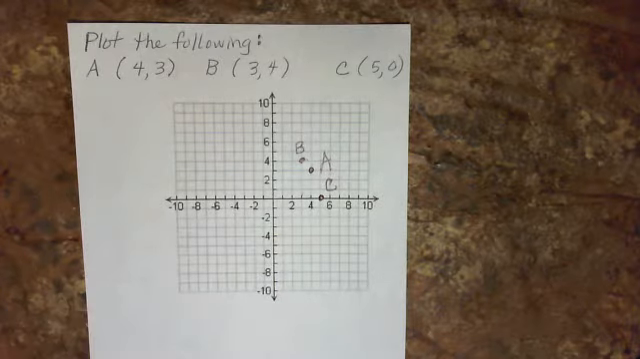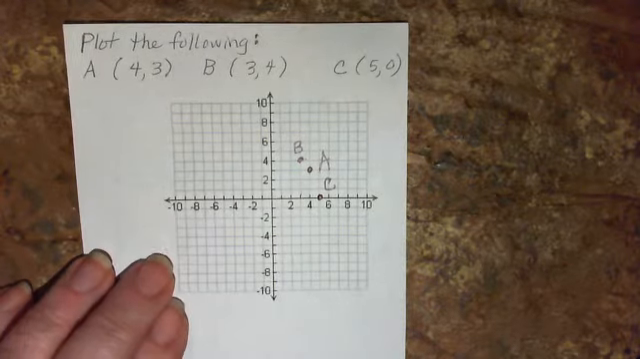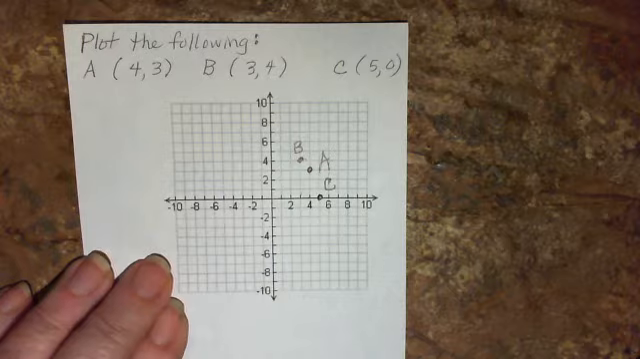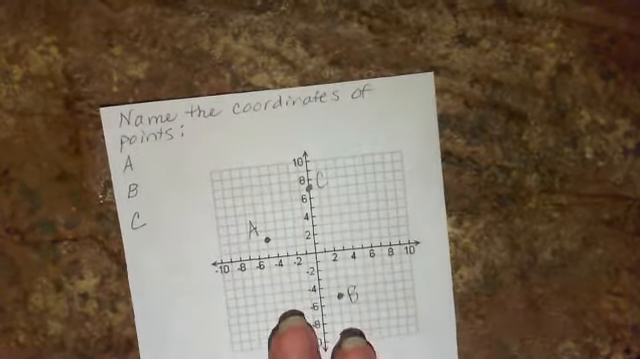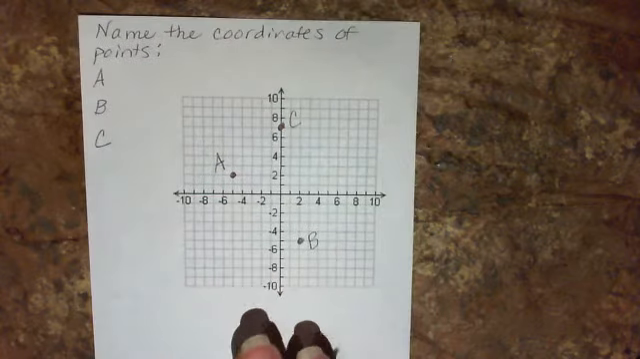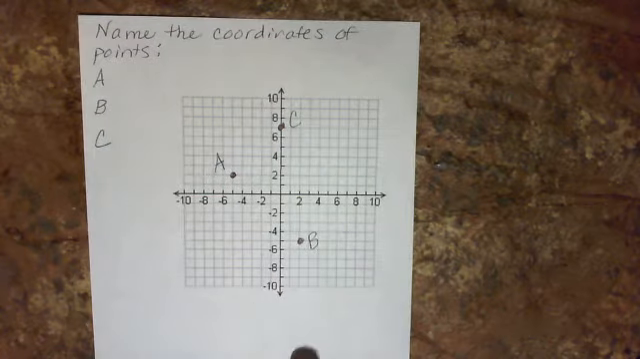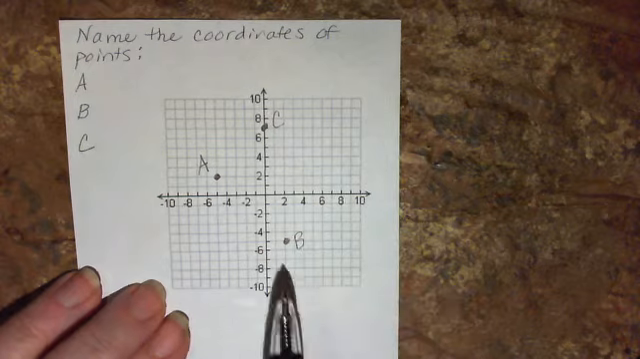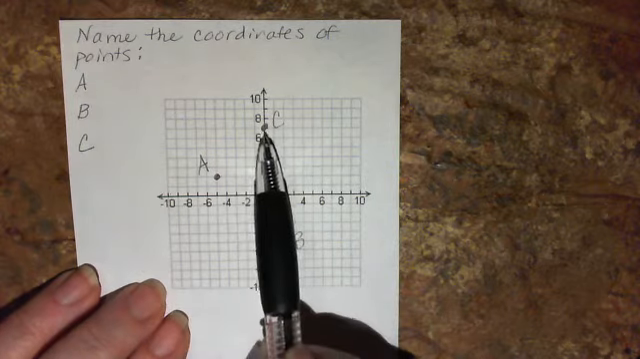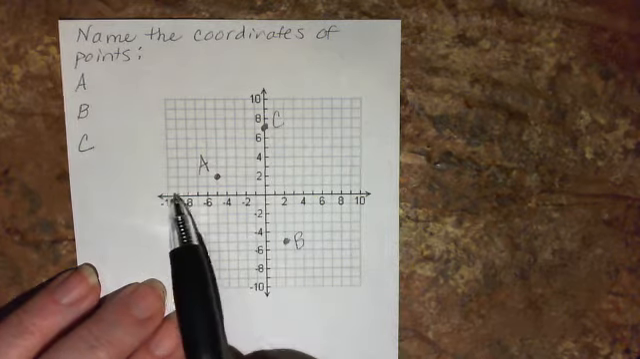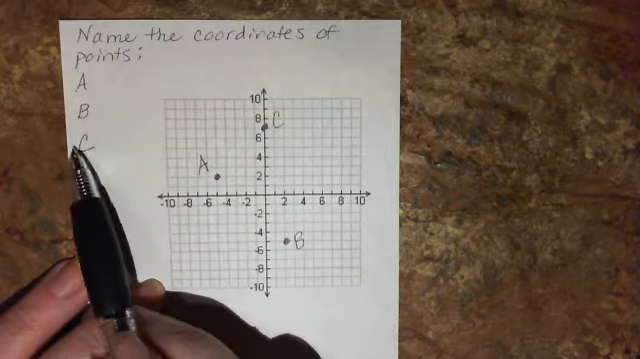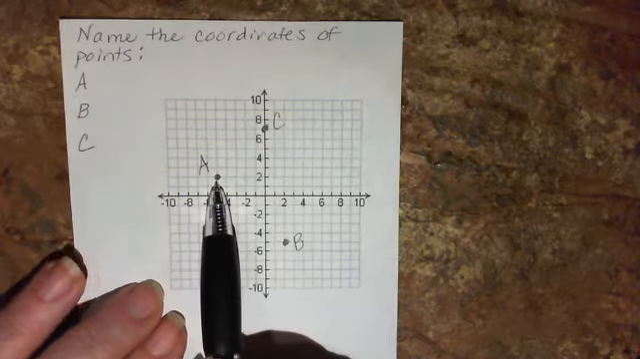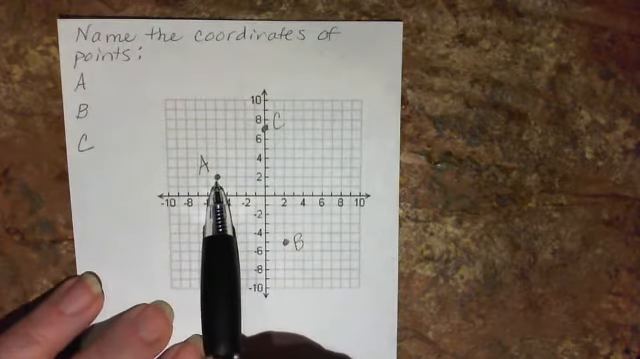Okay. Another thing we might need to do, having to do with locations of points. Let's take a look at this right here. Here we have the points marked on the graph, on the coordinate plane, and we need to say what is the ordered pair value of these points. So let's look at point A. Point A is located here.